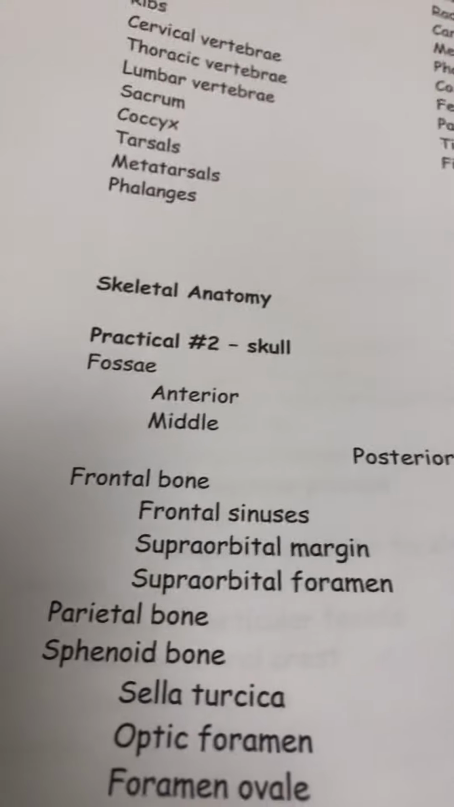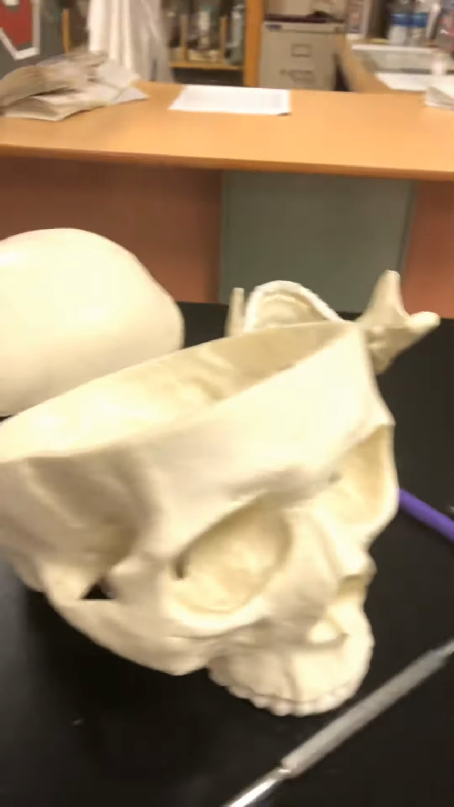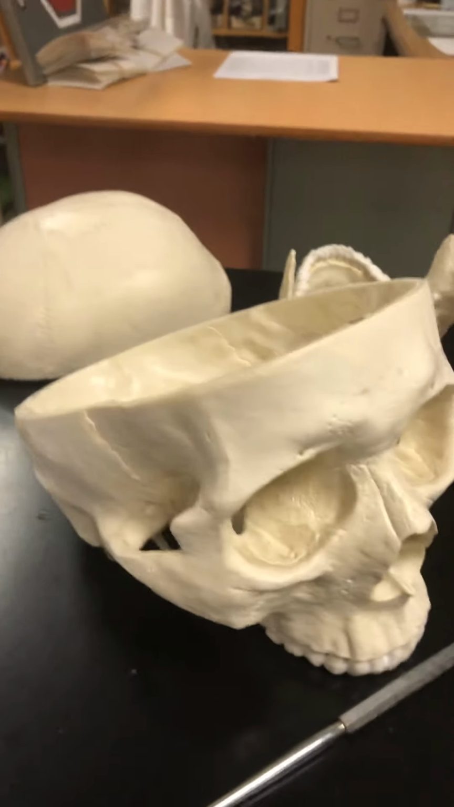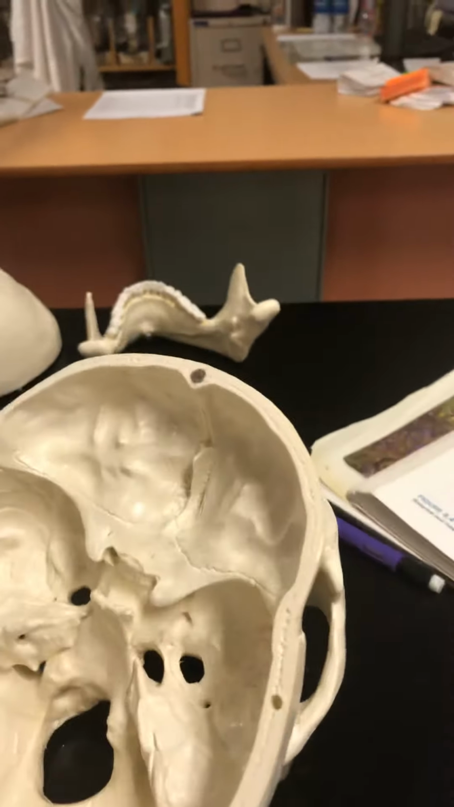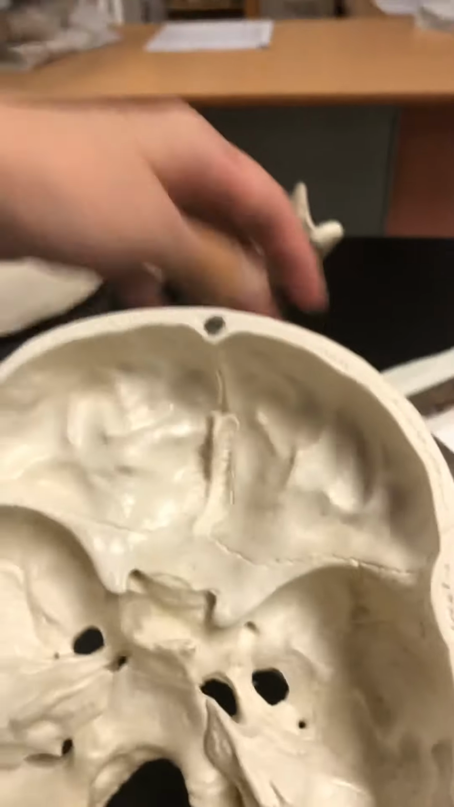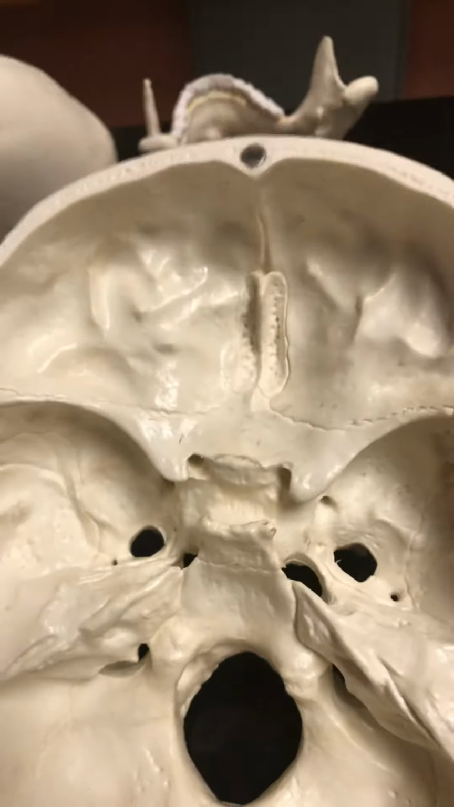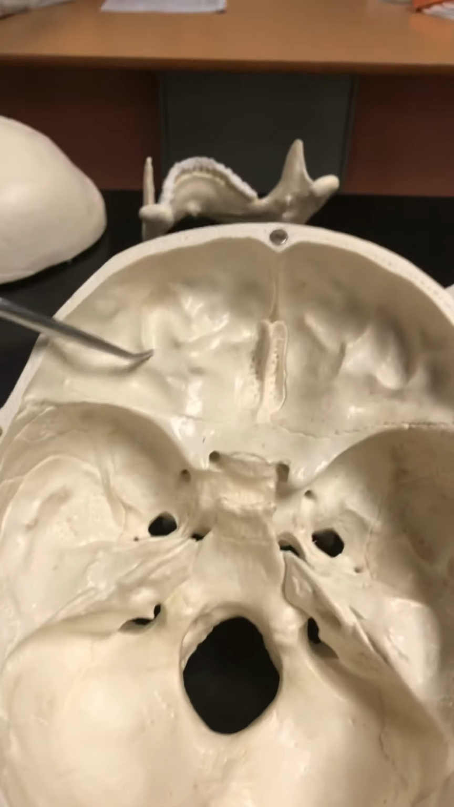Okay, guys, this is going to be practical number 2, the skull. So let's get right to it. To find the foci, the major foci inside the top of the skull, you're going to have to take the cap off. So when we start talking about the foci, or each fossa, we have the anterior fossa.